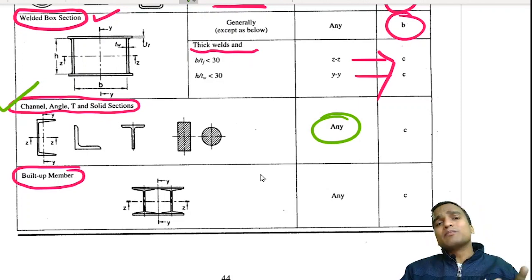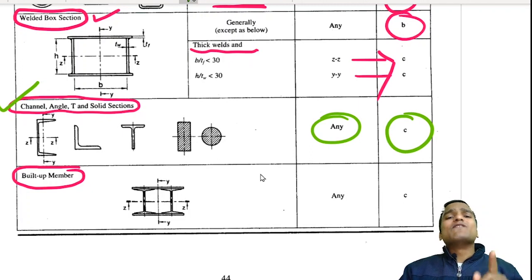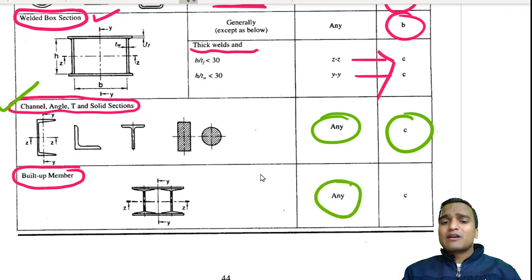Whatever may be the case, all the time the buckling class will remain C. Similarly, in any of the built up members, whatever you build, if it is not a built up box section or welded I section, in any case of the built up members you don't have to check anything. In all the cases, buckling class will be C. So this is how we calculate the buckling class A, B, C and D.